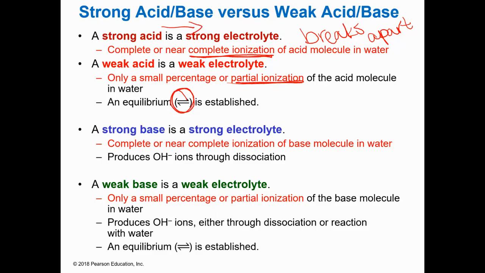Okay, it's going to be the same for strong bases. They're going to be strong electrolytes, and again, they're going to completely ionize or break apart. And then a weak base is going to only partially ionize, and again, they'll still have that double arrow.